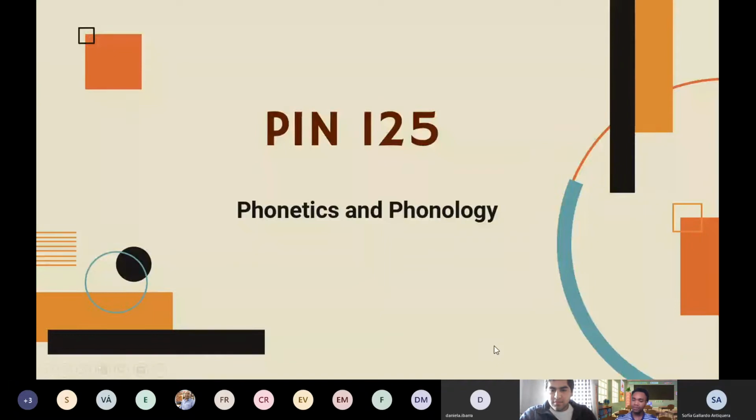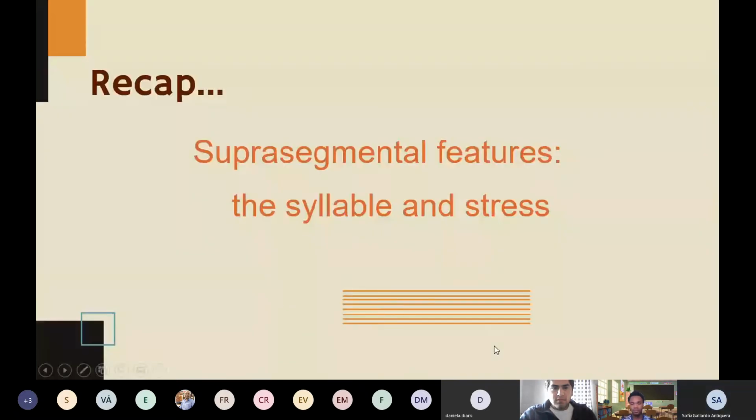Okay, so let's do a little recap. We're going to talk about the simple segmental features, specifically about the syllable and the stress.